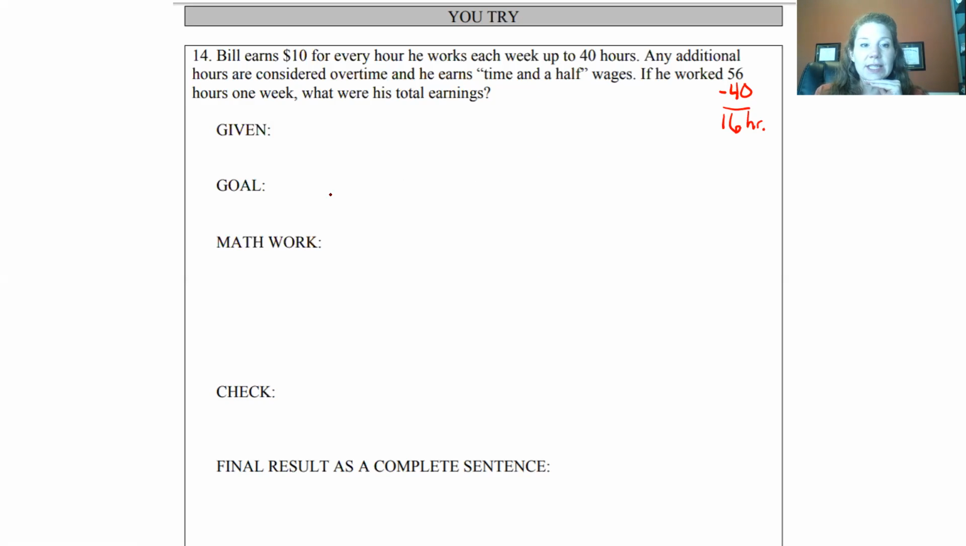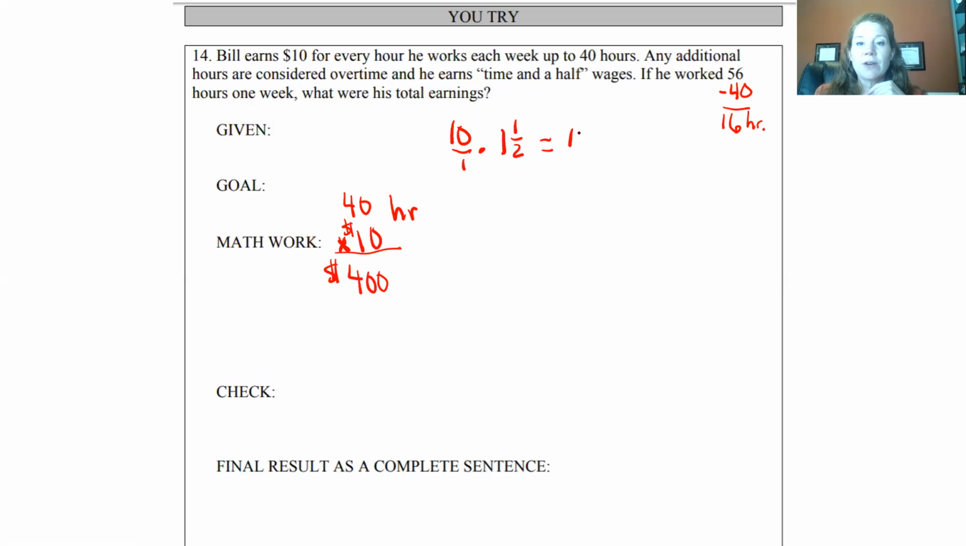So first thing I want to do is find out that in 40 hours times $10 per hour, we could multiply. If I multiply 40 times 10, he made $400 for 40 hours, okay? Now we want to know, for 16 hours, he's going to make time and a half. So we take his salary, $10, and we want to know what is 1.5 times 10, because that's how much he would make per hour.